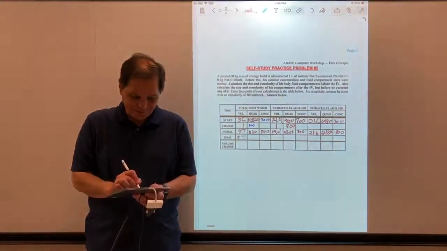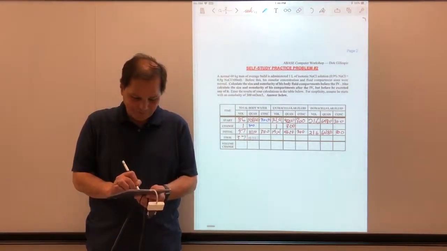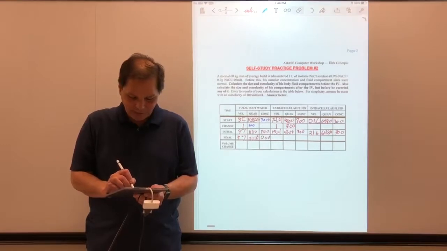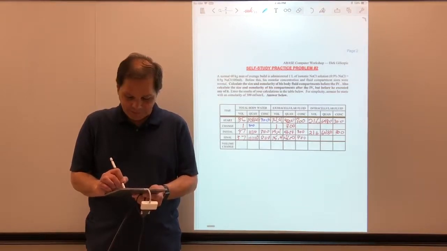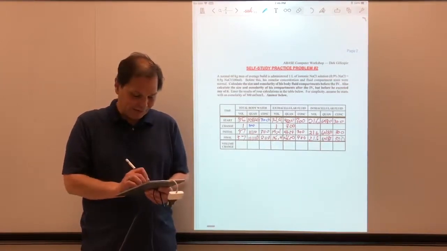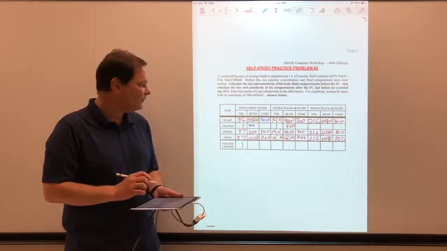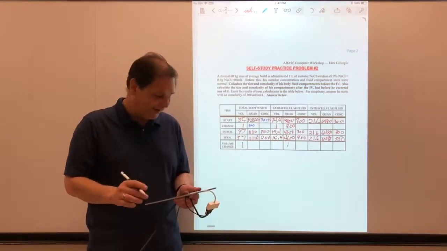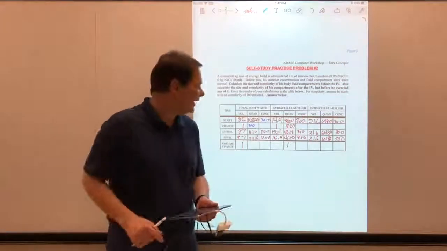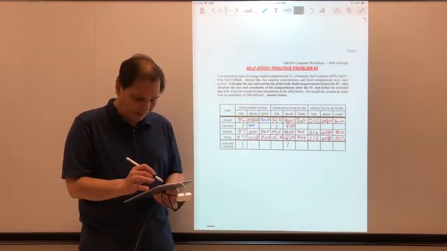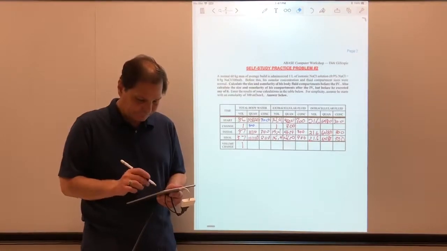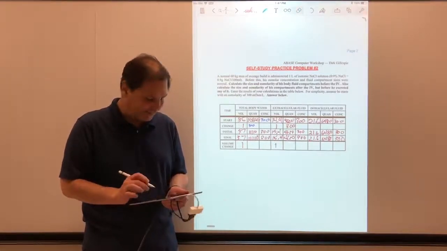So we have 37, 11,110, 300, 15.4, and 4620, 300, 21.6, 6480, and 300. What's the final condition? We added 1 liter to the outside of the cells. We added 1 liter to the body, and all of it was extracellular fluid.